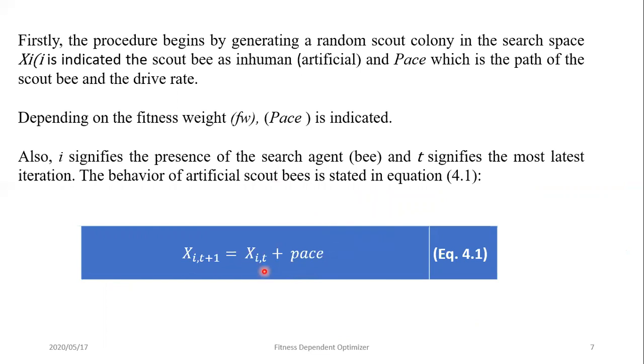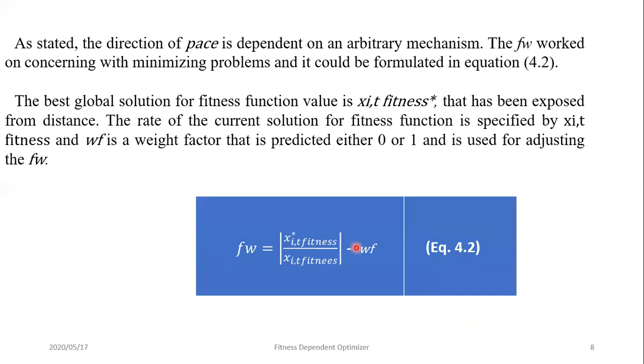This is the same equation, equation one, which was explained. This is equation two, which is the fitness weight, how it can be found. Actually, it is the absolute value of global fitness over the current fitness minus weight factor. Weight factor is to control the fitness weight. This parameter, weight factor, is either 0 or 1.